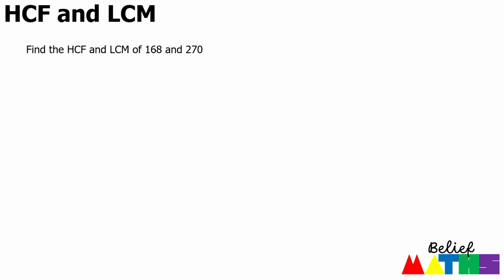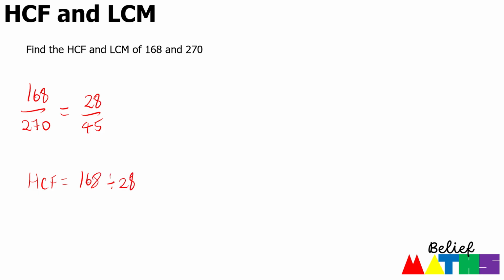Again, just a reminder about HCF and LCM. So what we can do in this case is if we write this value as a fraction, smaller value over bigger value, if we put that into our calculator, it will simplify for us and give us 28 over 45. And then for the highest common factor, you can just do 168 divided by 28, and that gives us 6. Or for the lowest common multiple, we cross multiply, so 168 multiplied by 45, and that gives us 7,560.